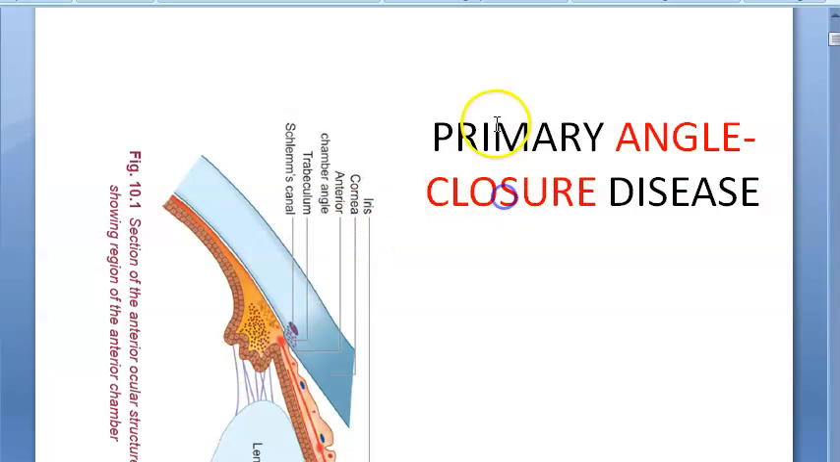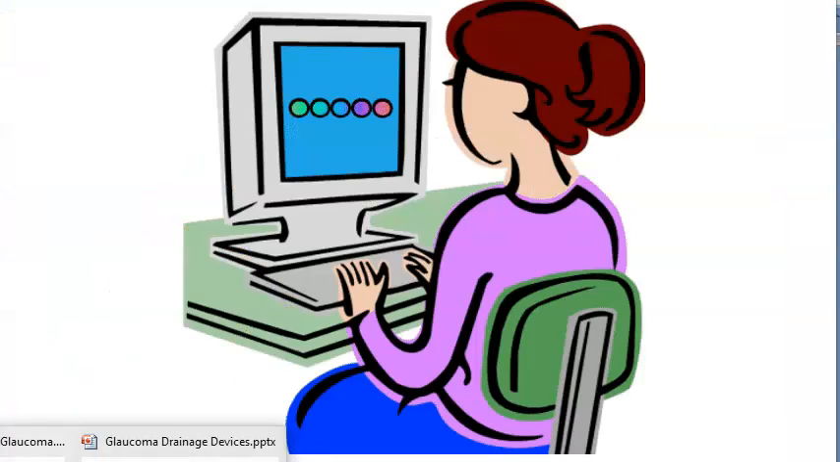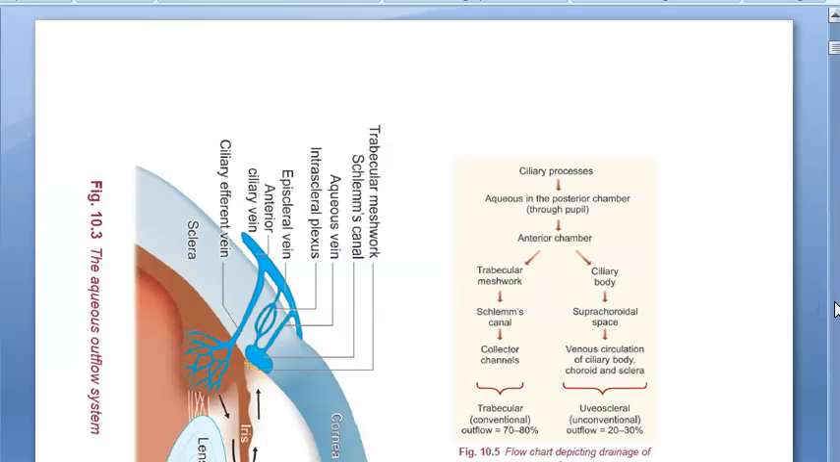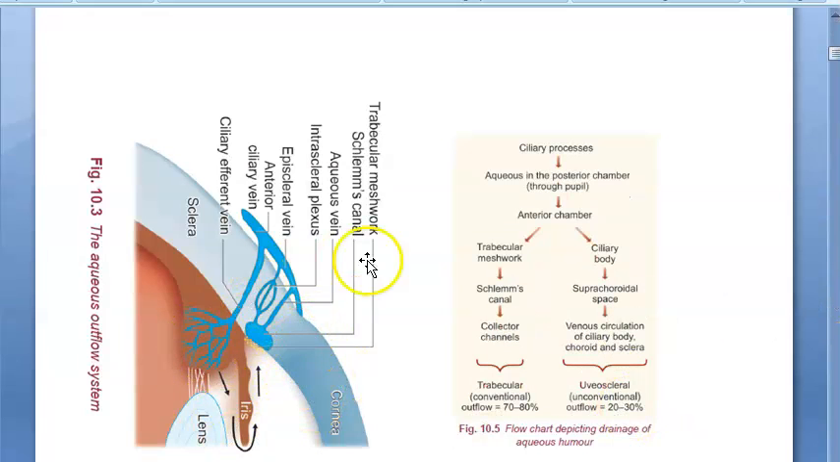So people, let us take a recap of this primary angle closure disease. Ready for recap, guys? Basically, we saw basic anatomy of these angles and how the aqueous humor is secreted, how it is drained, what are the two ways that it can drain: via the trabecular meshwork, and the other one is the ciliary body. That becomes the uveoscleral outflow.